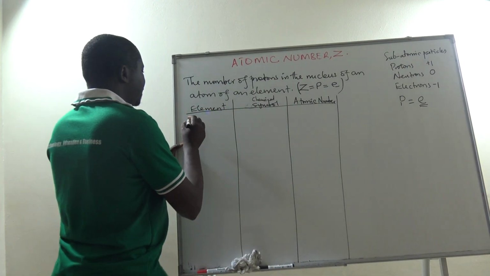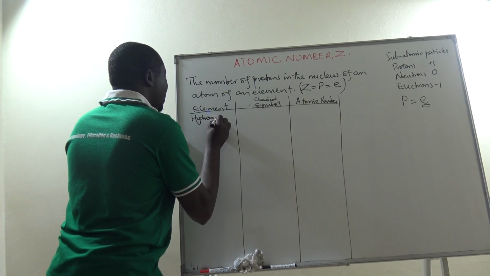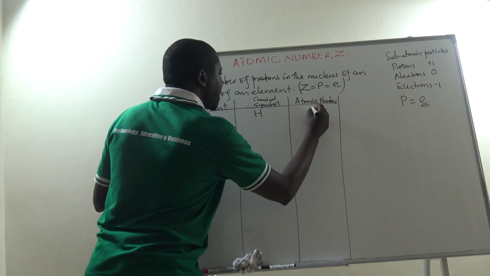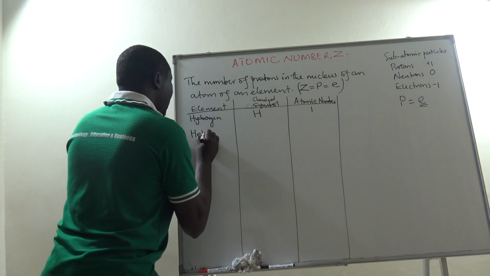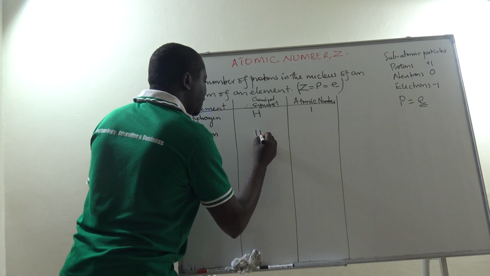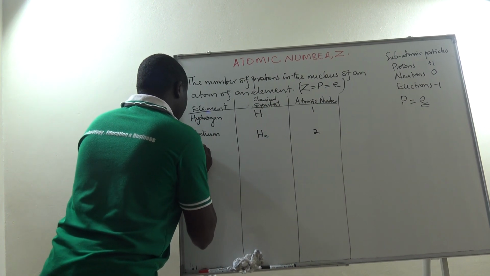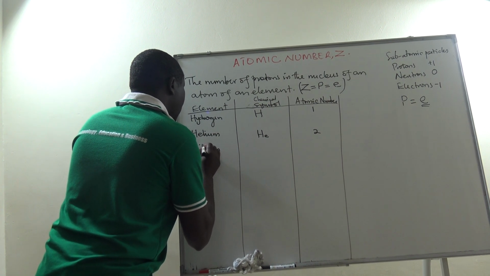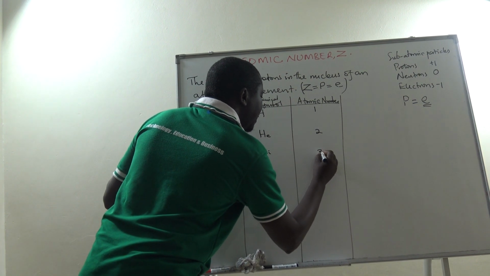So we are starting with the first element, which is hydrogen. The chemical symbol is capital H. The atomic number is 1. Next is helium with the chemical symbol of capital H, small e. It is number 2. Then we go to lithium, which is capital L, small i, number 3.